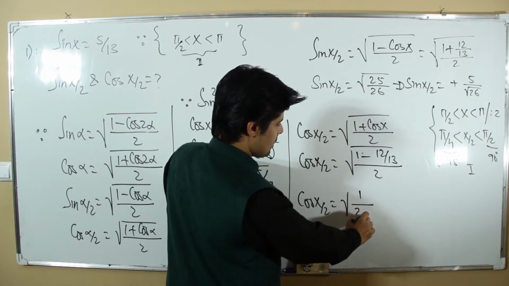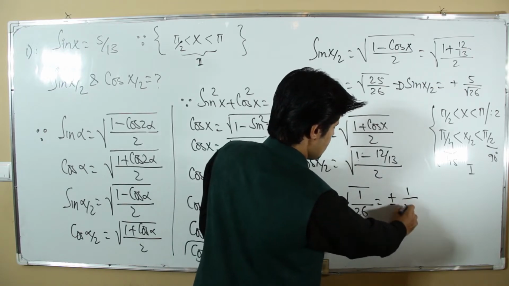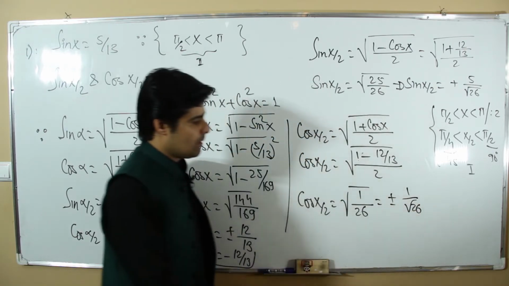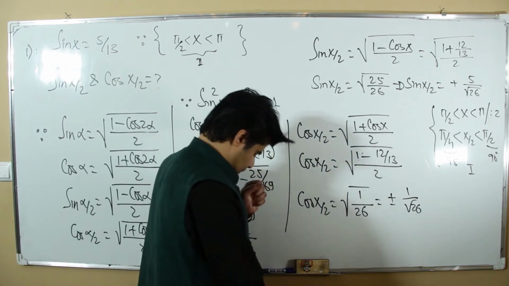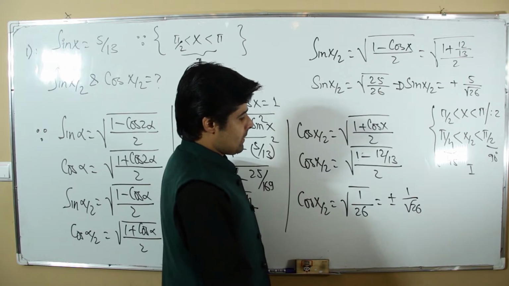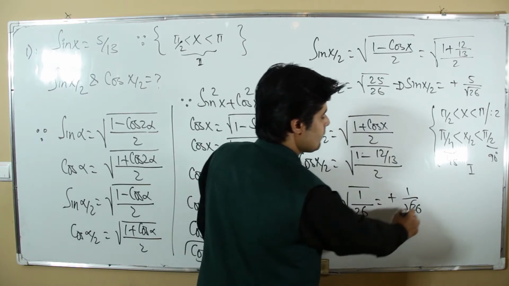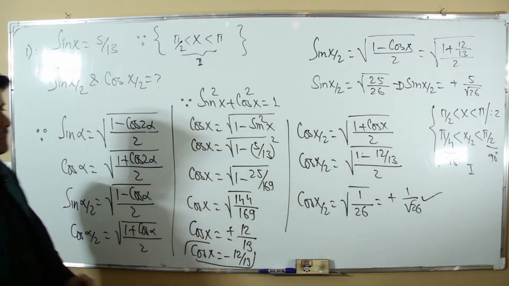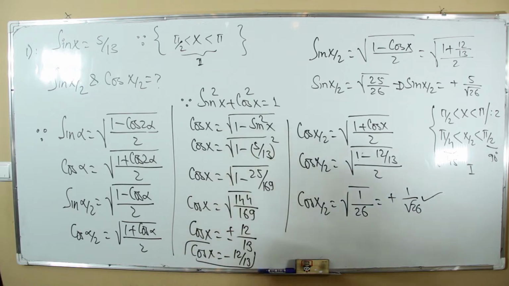2 times 13 is 26. Now what's the root? Plus negative 1 by root 26. Am I right or not? Which one is correct? Plus or negative? Alhamdulillah. Since the angle is located in the first quadrant, positive is correct. This is the answer for cosine of x by 2 and sine of x by 2. Write it please.